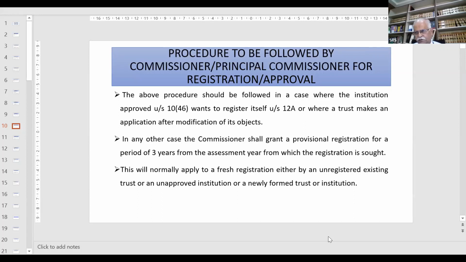So this fresh registration can happen under two circumstances. One is that you are an existing trust, but you are not registered at all so far, and you want to register it now. Or you are a trust which has just been formed in the recent year, and therefore you are making an application for registration. So under these two circumstances, the last clause will apply and the commissioner would grant a provisional registration. Next one, please.